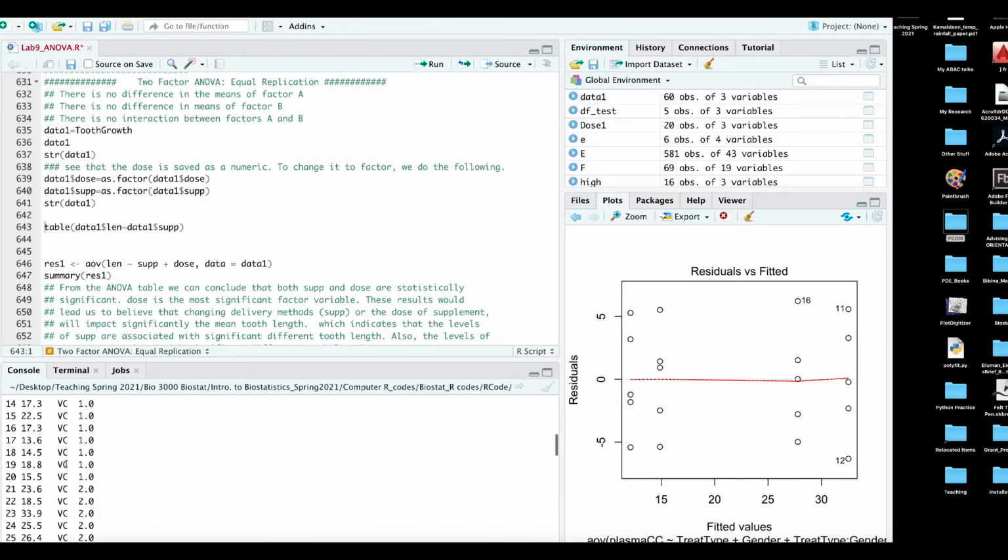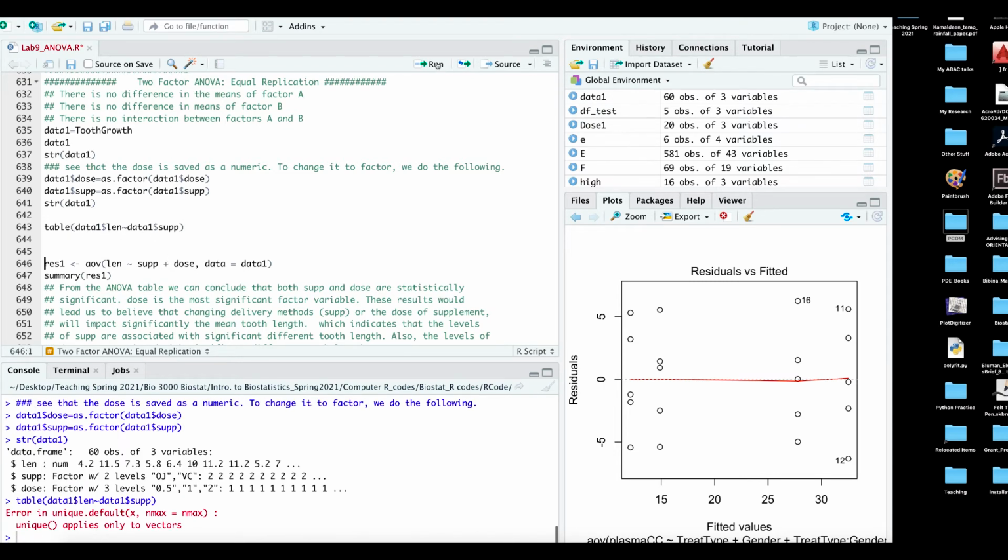All right. So what I'm going to do is result. So the table: table is data 1 length and data 1 supplement. I don't think you need this one. Okay, so you don't need this one. So let us not do that.